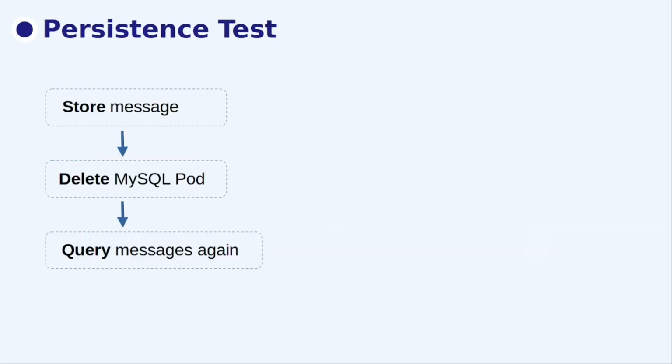The key test: does data survive? Now comes the most important part. We test whether the data really persists. Step: first, insert data into MySQL. Next, delete the database pod. Next, query the data again. What happened? The data is still there. Why? Because data is stored in the persistent volume, not inside the container. Kubernetes recreates the pod automatically and re-attaches the same storage. This demonstrates a self-healing and reliable system.